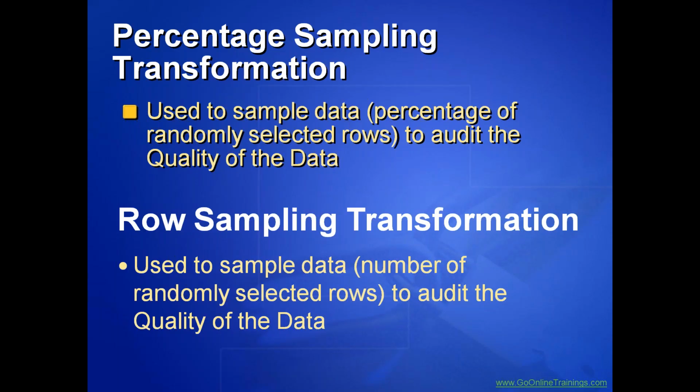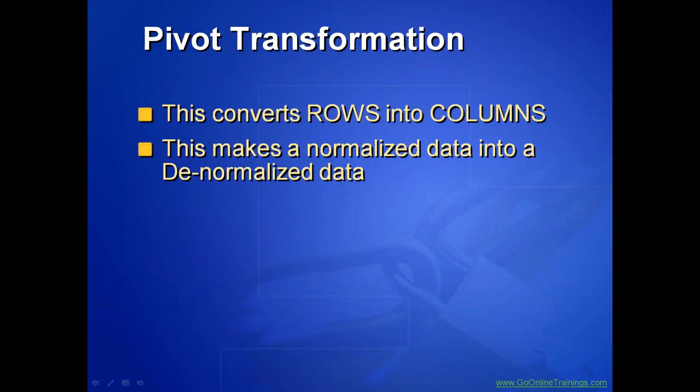So for the sampling purpose, we're going to use percentage sampling and row sampling. This is before starting development. Clear? We can get some randomly selected rows and give a proper data analysis on this data in terms of data quality check. Clear? So for that purpose, we're going to use these two transformations. Now we have the pivot transformation.